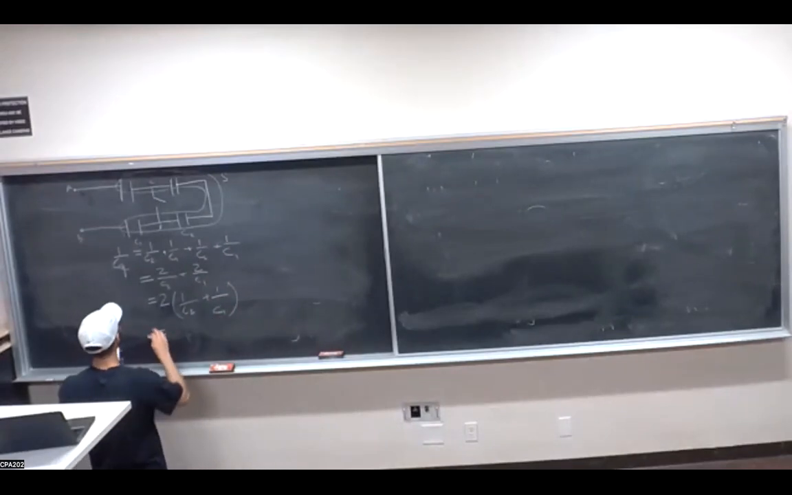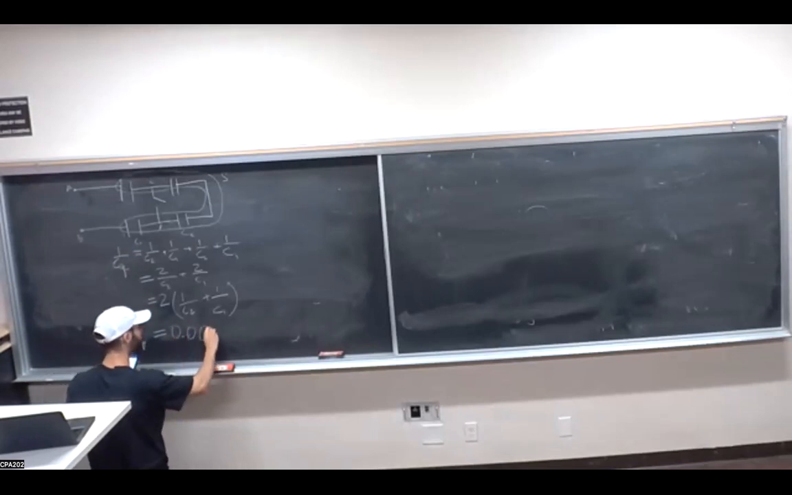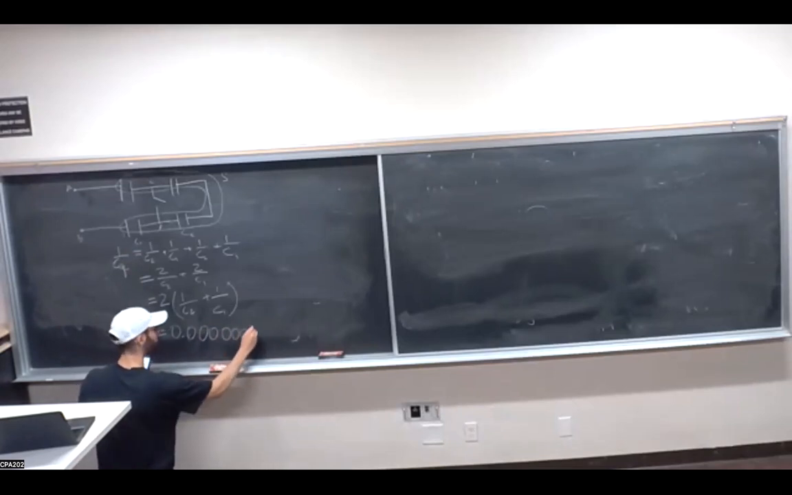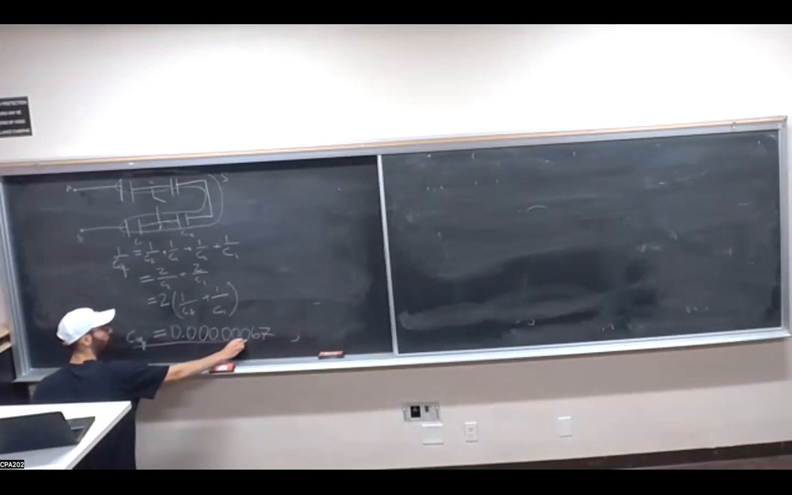And then you're going to find the reciprocal, because remember, it's 1 over the equivalent capacitance. So then the equivalent capacitance comes out to be equal to 0.1, 2, 3, 4, 5, 6. That's 6 zeros. 6, 7. All right. So now we have an equivalent capacitance.